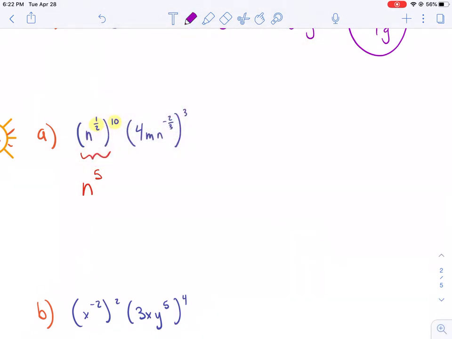Okay, let's do this one in purple. So we have all of these raised to the 3rd power, because there's multiple items inside. Going to raise them all to the 3rd power, 4 cubed times m cubed times. Now we have a power times a power again, so we're going to multiply. So we multiply -2 over 3 times 3. If you want, put it over 1. -6 over 3, -2. So this becomes n to the -2.